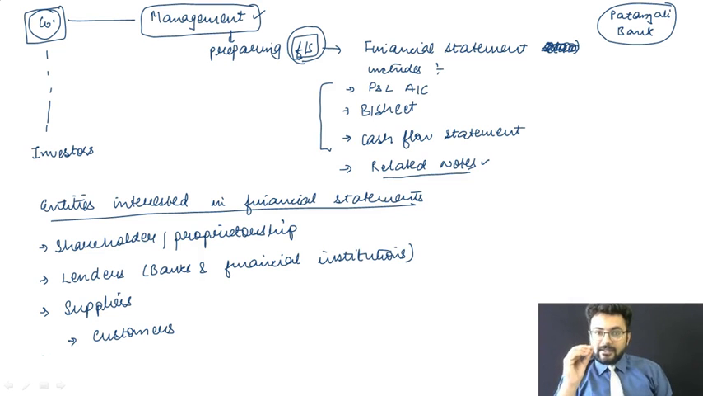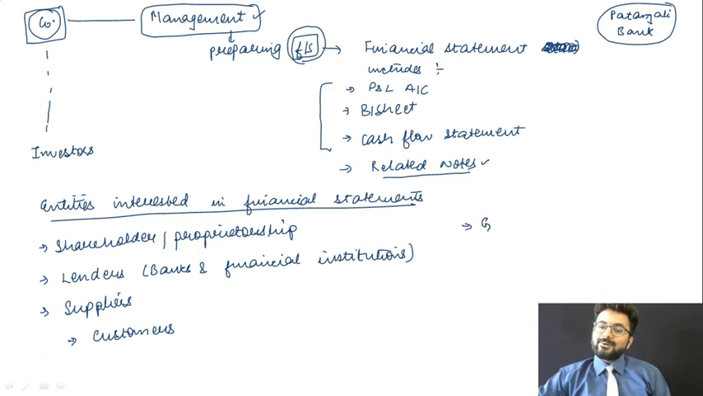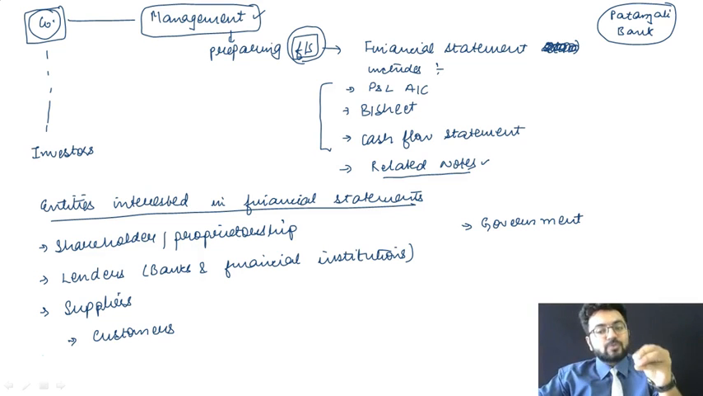Now when it comes to customers, they are also interested. So customers, after that government. Sir, why is government interested? Because government is going to impose taxes on you guys. If you tell them that in this year we have not incurred any kind of income, if you have not earned anything, will income tax apply? No, income tax will not apply, right? Income tax will not apply.